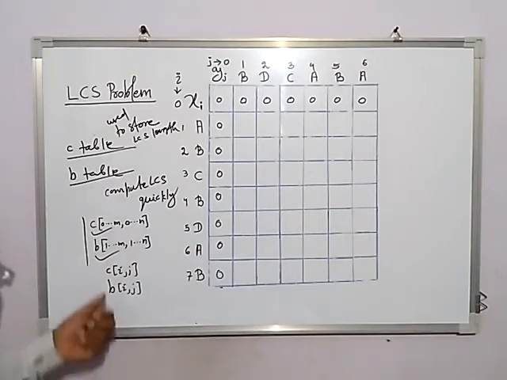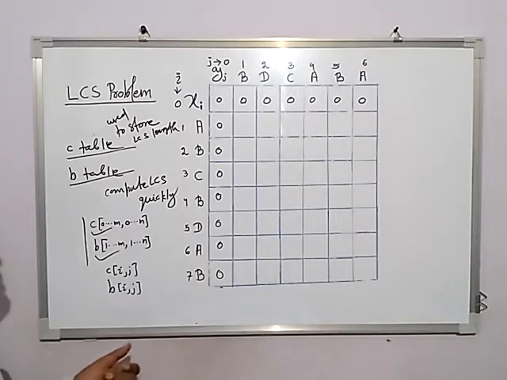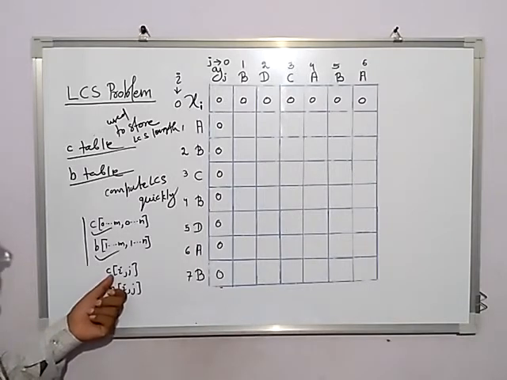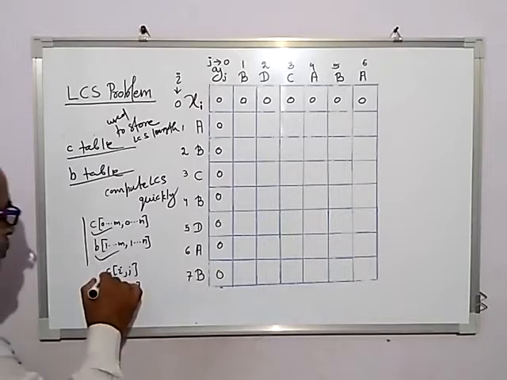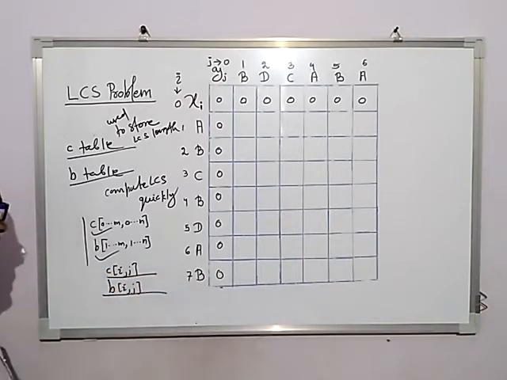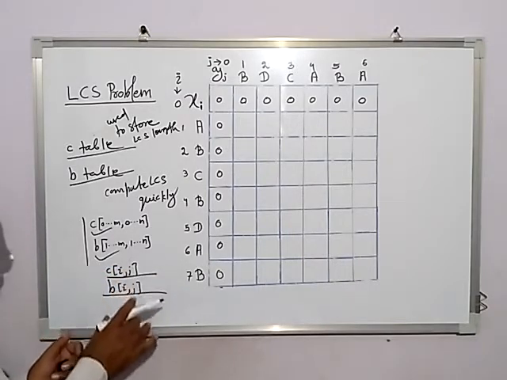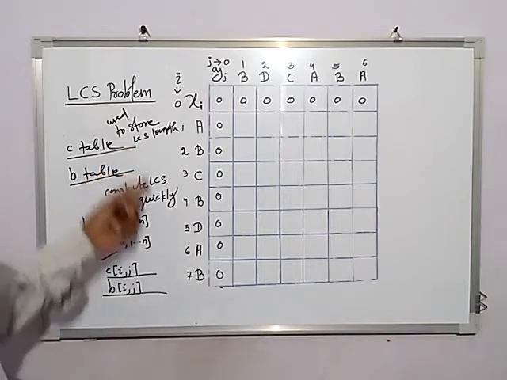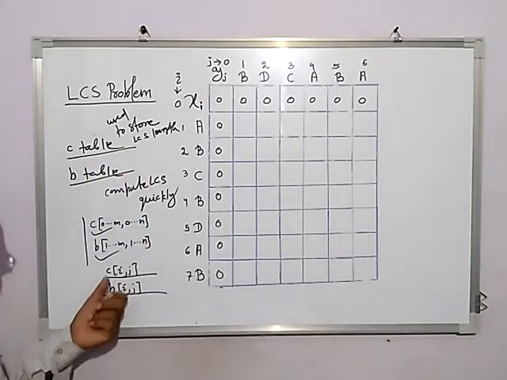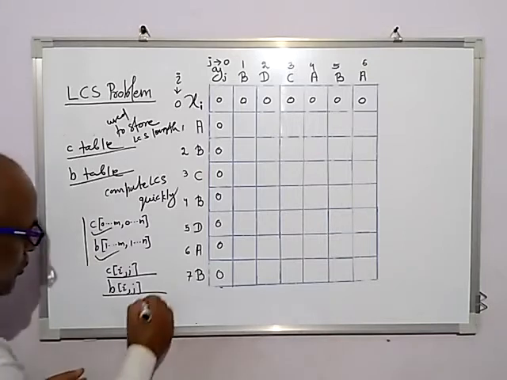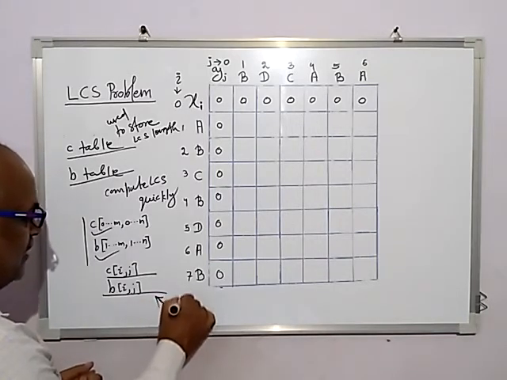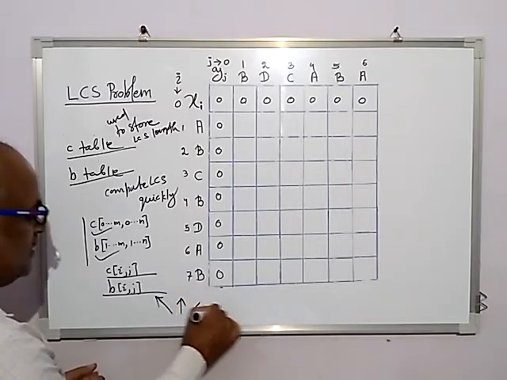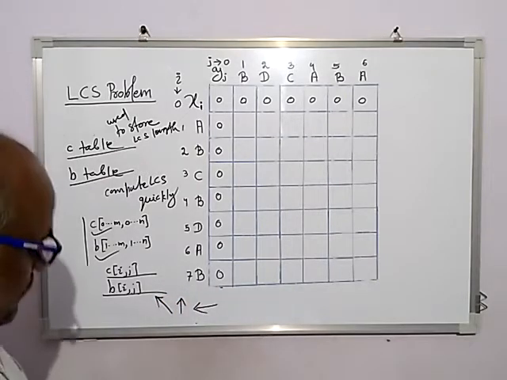To access each element, meaning the ith row and jth column element, we can write C of ij. Similarly, B of ij. So what is the use of the C table and B table? I have already told you the C table is used to store the length of the LCS and the B table is used to store three arrows: one is the diagonal arrow, another is the up arrow, another is the left arrow.